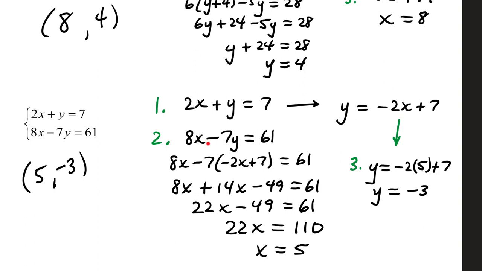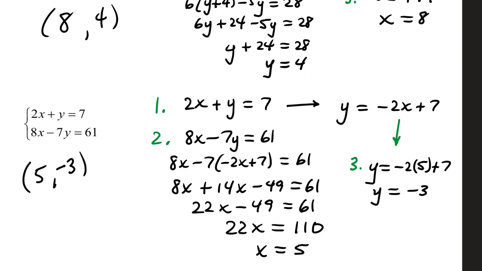In step 2, you go to the other equation and make that substitution. In the second equation, if I replace y with negative 2x plus 7, that's just going to take the place of y. 8x plus 14x minus 49. 8x and 14x combine for a 22x. Add 49 to both sides. That totals 110, divide by 22, and we get x equals 5.